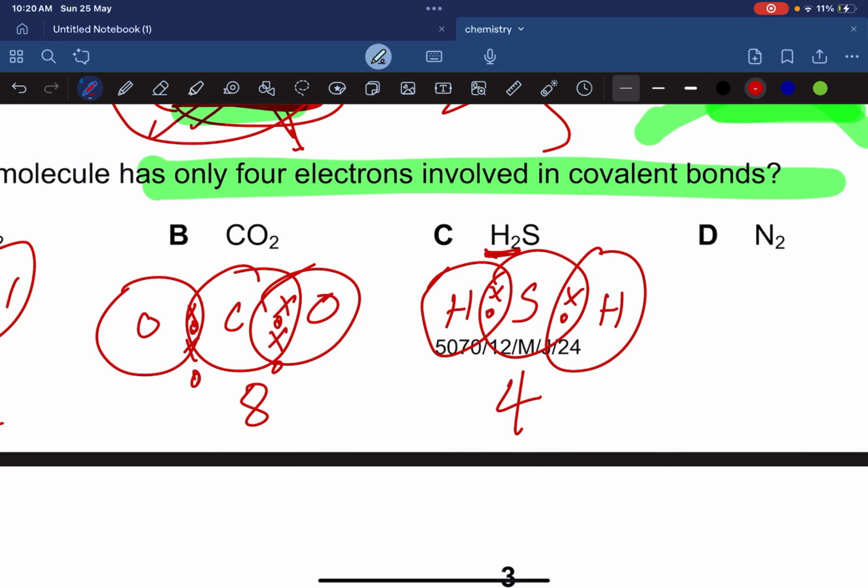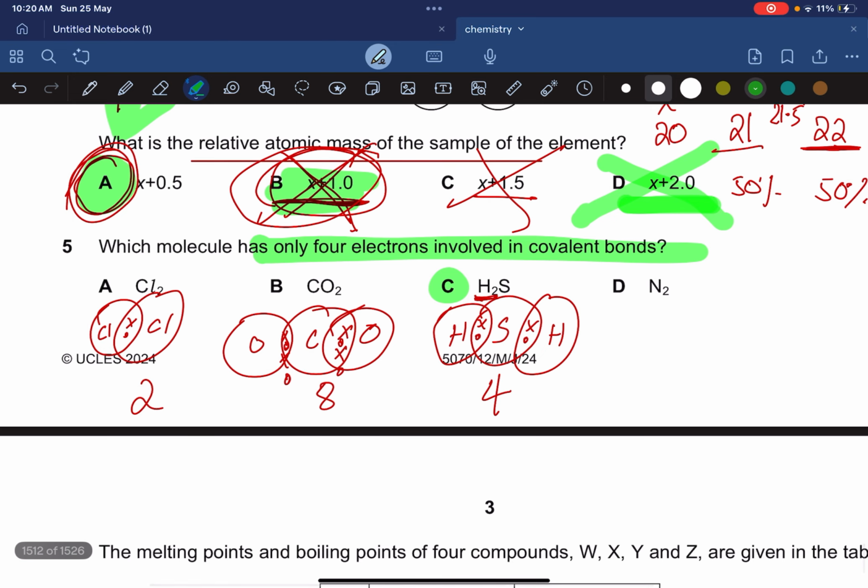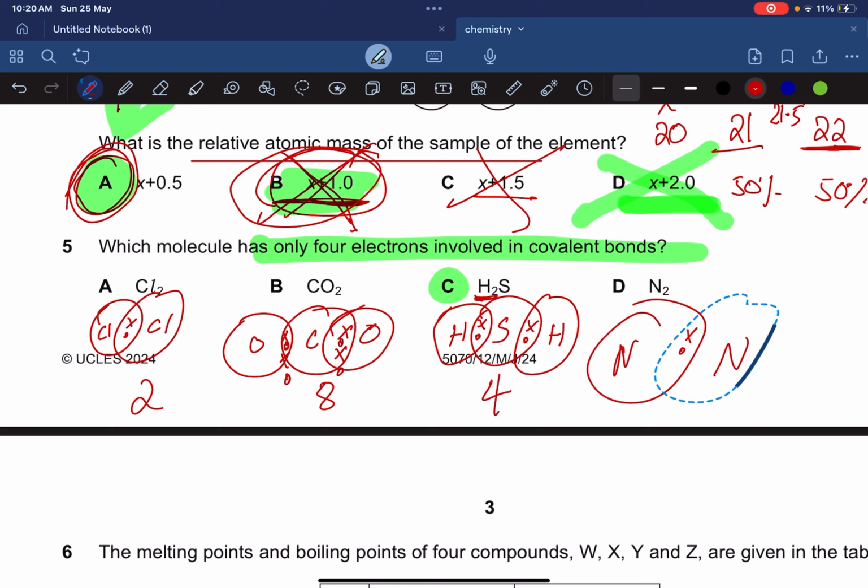You know hydrogen makes a single covalent bond and there are 2 hydrogens, so 1 bond over here it's going to make and 1 bond over here it's going to make, so a total of 4 electrons involved. So I guess that should be option C. And N2, that's going to be 6 electrons involved, because it's nitrogen with a triple covalent bond. That's what it is, N triple bond with N.